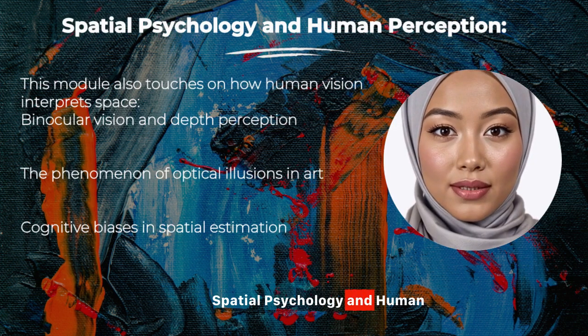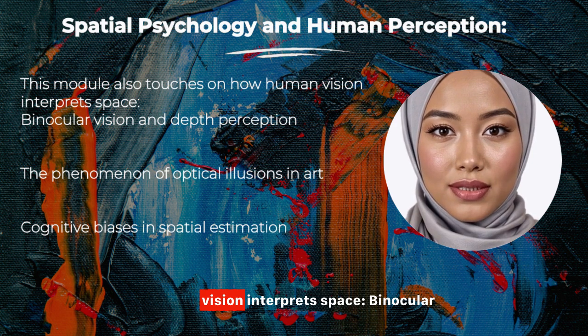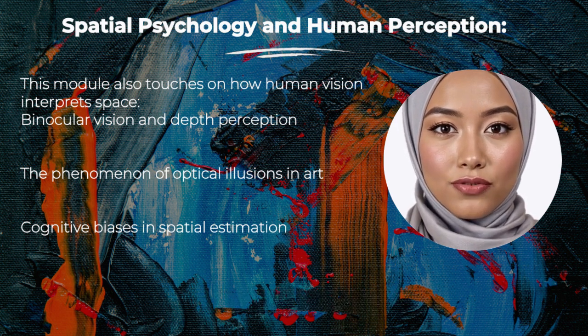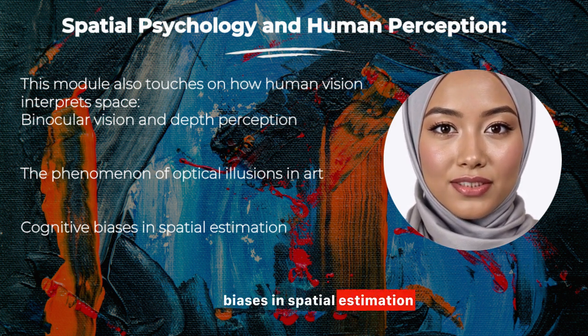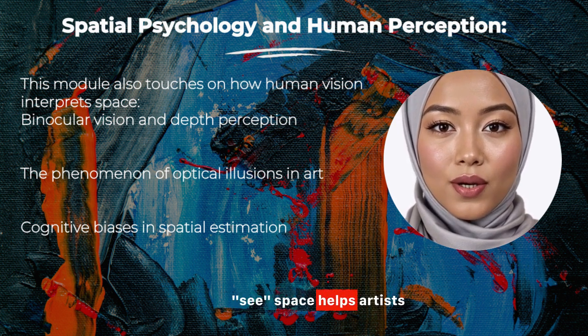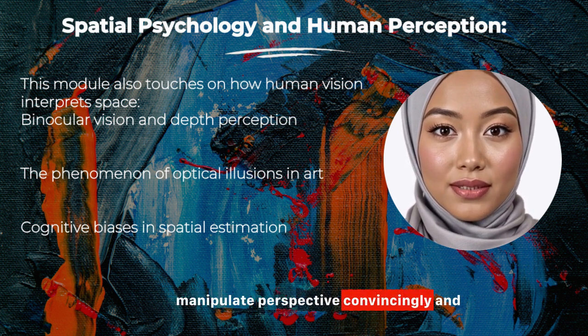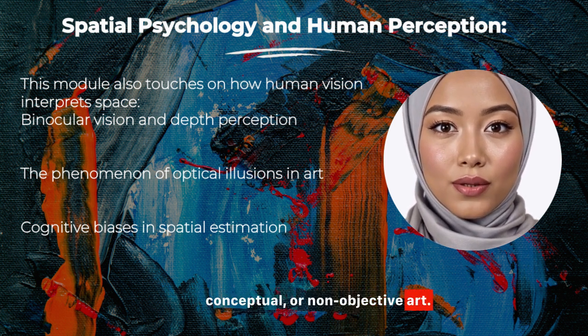Spatial psychology and human perception. This module also touches on how human vision interprets space, binocular vision and depth perception, the phenomenon of optical illusions in art, cognitive biases in spatial estimation. Understanding how our brains see space helps artists manipulate perspective convincingly and intentionally, especially in surreal, conceptual, or non-objective art.